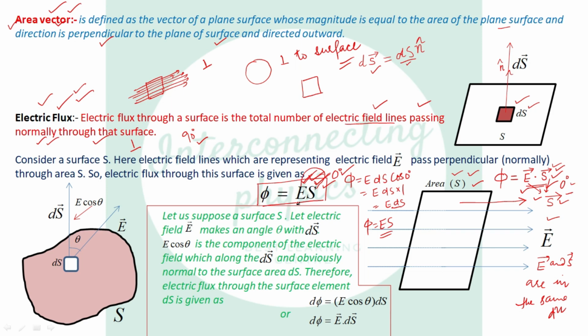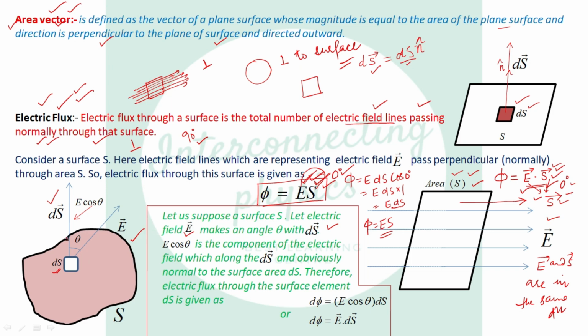Let us elaborate it more. Let us suppose we have a surface S and the electric field E vector makes an angle theta with the dS vector. Let us suppose a small area element dS here. Now, you know area vector is always perpendicular to the surface, that is given by dS vector. Now this time E vector is making an angle theta with the dS vector.